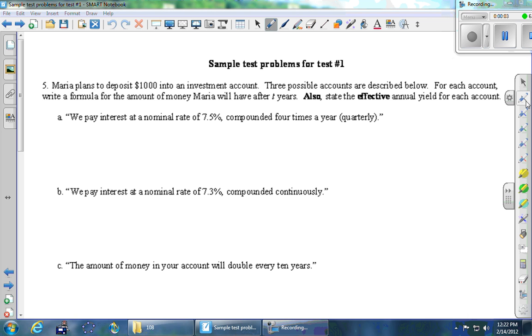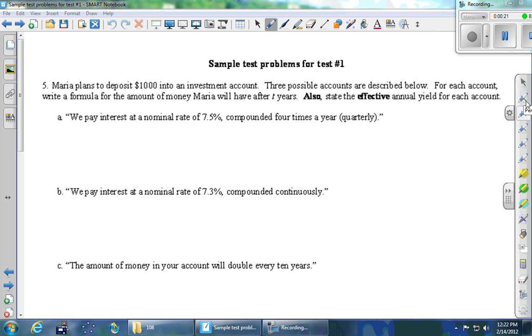This is problem number 5 on the sample test problems for test number 1. Maria plans to deposit $1,000 into an investment account. 3 possible accounts are described below. For each account, write a formula for the amount of money Maria will have after T years. Also state the effective annual yield for each account.